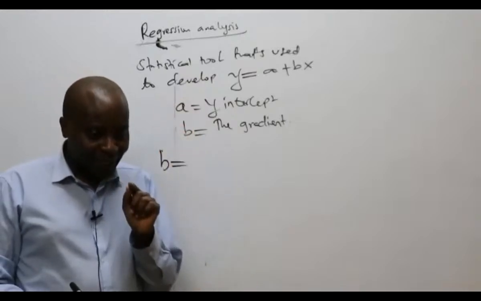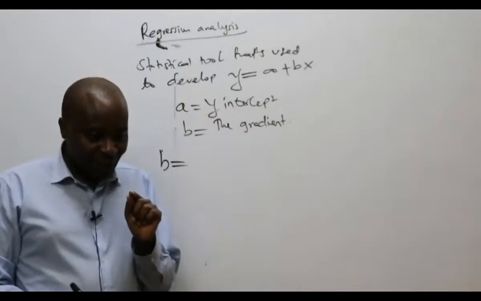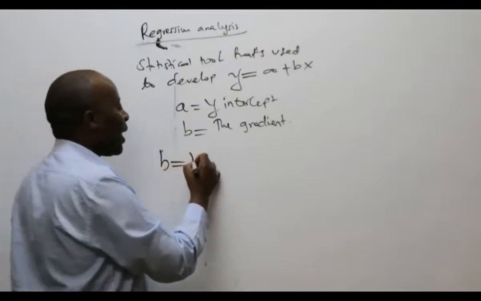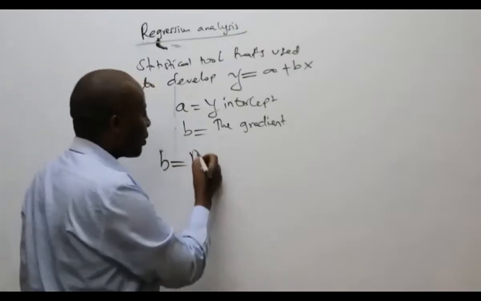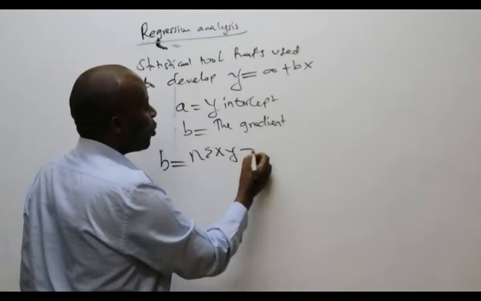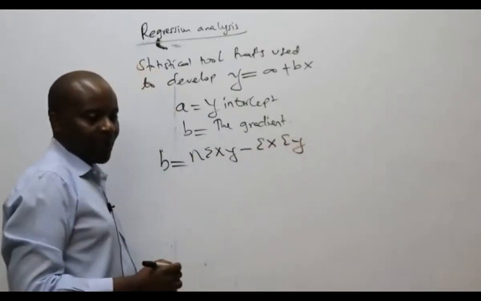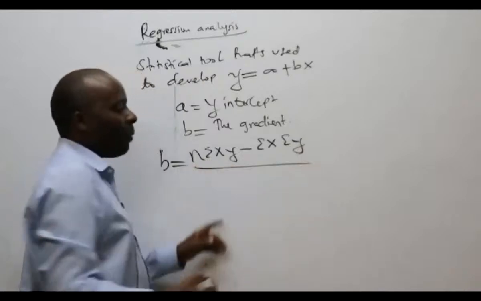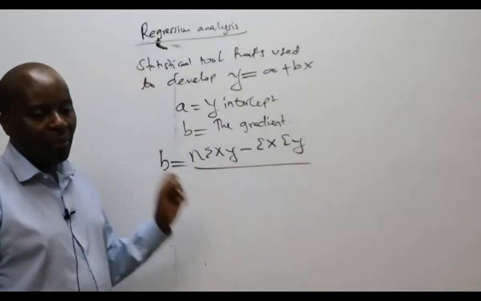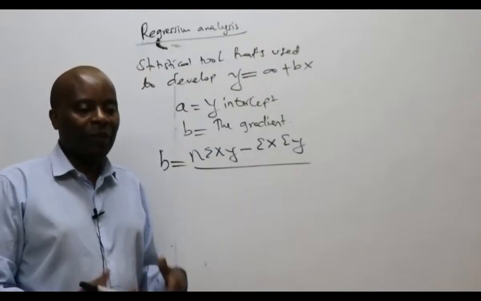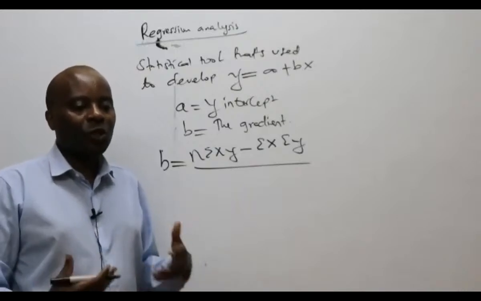So very good. I can see in this case here, somebody who is very creative. He has said here b equals n summation of xy minus summation of x, summation of y, all over. How about the denominator?